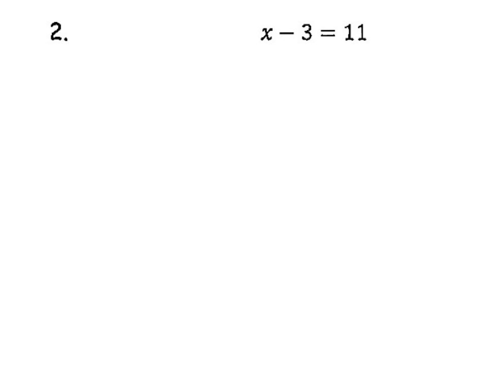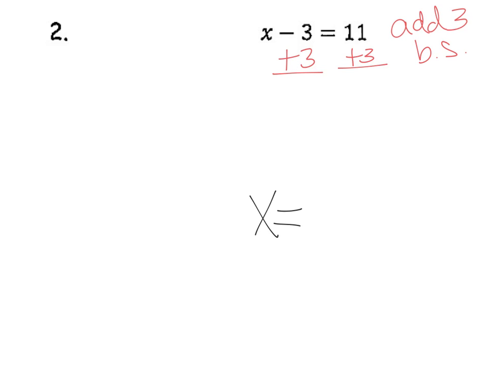All right, number 2. I want x to be alone at the bottom. Right now, it's not. There's a minus 3 right after it. And I want the minus 3 to be gone. I want the minus 3 to become a 0. How do I make that minus 3 become a 0? Add 3. Good. So let's do that. Plus 3, plus 3. So I'm going to add 3, and I got a special word that I use.